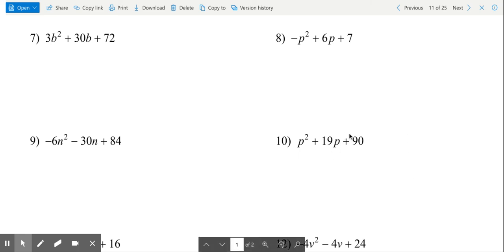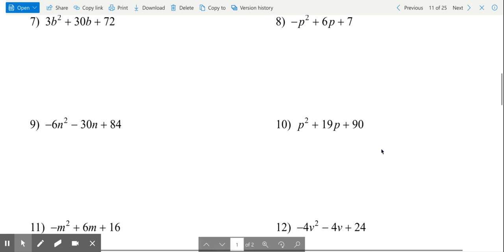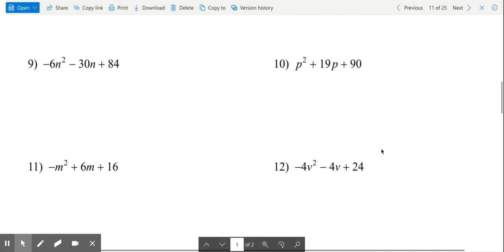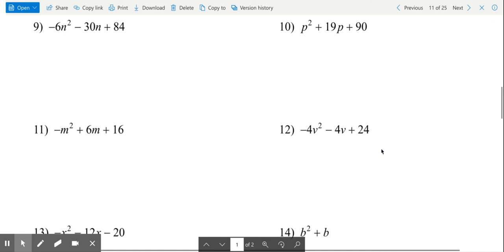But if you're not seeing it, check all of your factors of the last number, or the first number times the last number, if this is not 1, right? And if none of them add up to the middle factor, then that's not factorable. So if you can't find factors that work, if they don't exist, then it's not factorable.